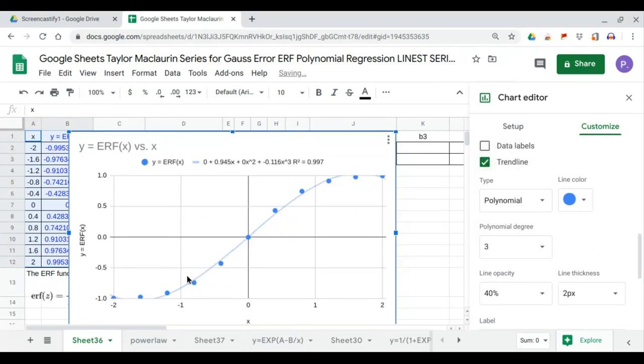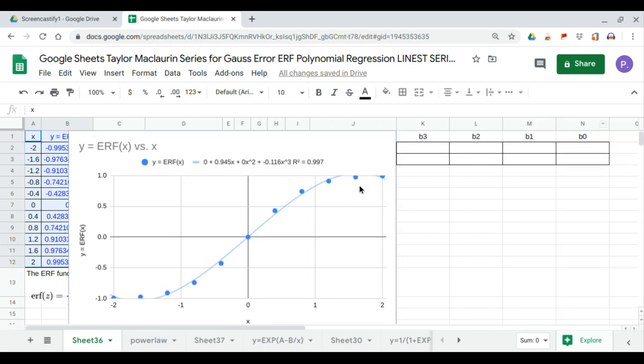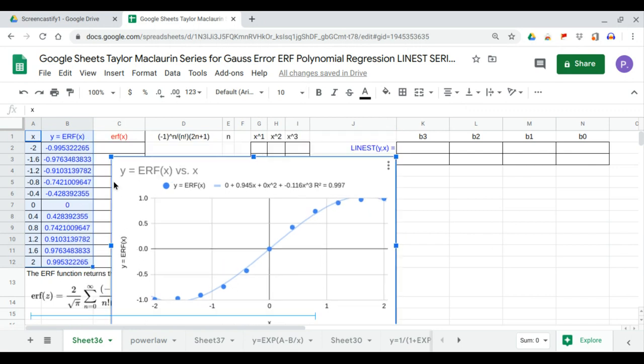Now the points are close to the line. And our r squared, the goodness of fit, is 0.997. Let's try the fourth degree. We still get the same goodness of fit. So we'll just go back to the third degree. The points are still very close to the line. So it is the polynomial regression to this third degree.